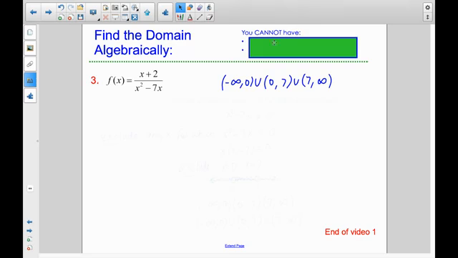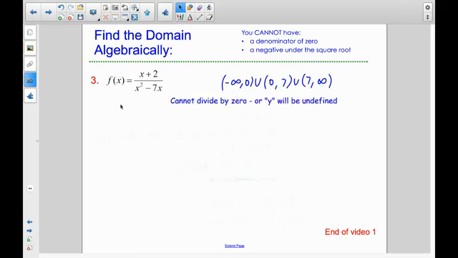So looking at this, remember, we cannot have a denominator of 0. We cannot have a negative under a square root. We can't take the square root of something negative. No square roots here. We do have a denominator with x's in. So all we're saying is that this denominator here, we cannot divide by 0 or our y will be undefined. So all we have to look at is the denominator and say this cannot equal 0.